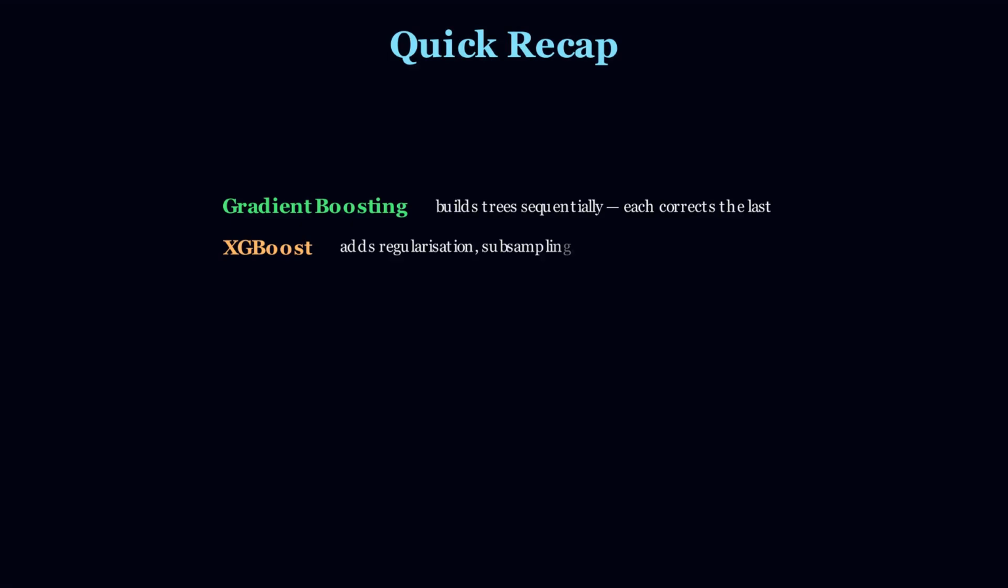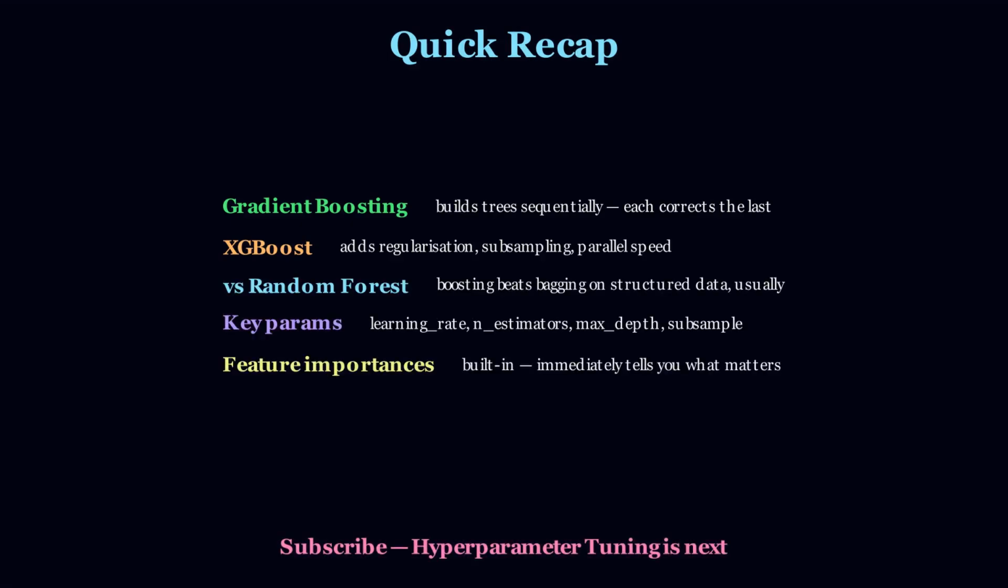Let's lock in what we covered. Gradient boosting, trees in sequence, each fitting the previous one's residuals. XGBoost, gradient boosting plus regularisation, subsampling and speed. Versus random forest, boosting fights bias, bagging fights variance. Feature importances come for free. Key params: rate, depth, subsample.